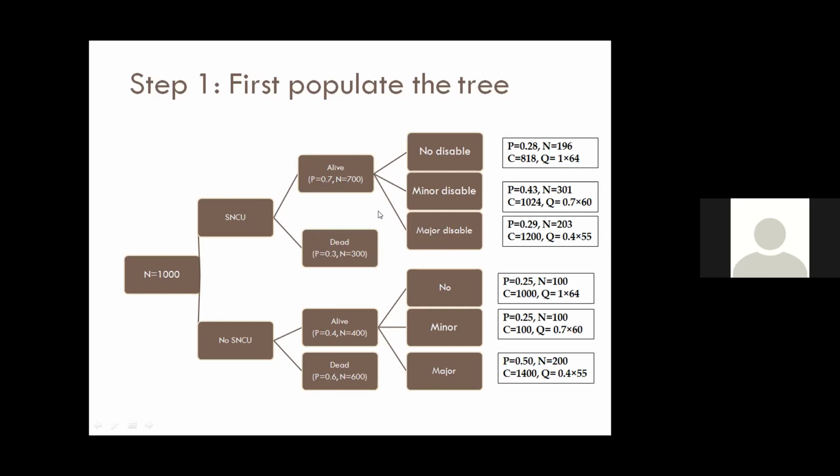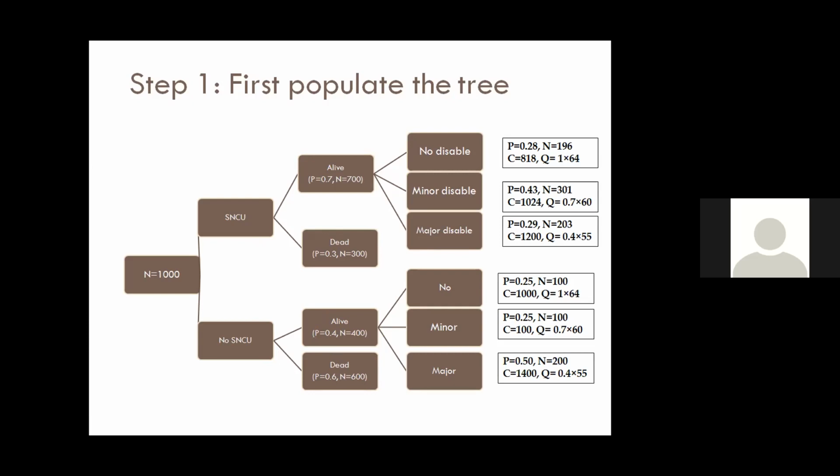Similarly, if the probability of alive is 0.7, naturally the probability of dead is 0.3, so N equals 300. By the same argument, the probability of alive in the no SNCU case will give N equal to 400, and dead is 0.6, so 600. So that's why 1000 is coming. We're using this data, 1000.